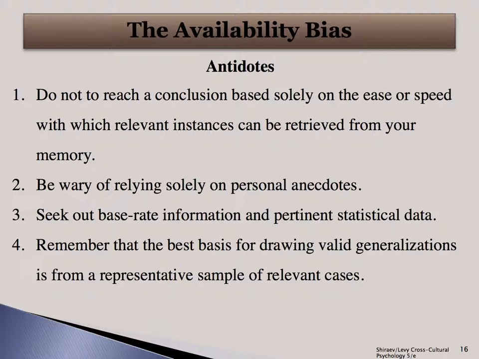The following four suggestions are antidotes to dealing with the availability bias that the book presents. The first is, when estimating the frequency or probability of an event, remind yourself not to reach a conclusion based solely on the ease or speed with which relevant instances can be retrieved from your memory. Secondly, take anecdotal evidence not with a grain but with several large shakers of salt. Although personal testimonies and vivid cases might be persuasive, they're not inherently trustworthy indicators of fact.